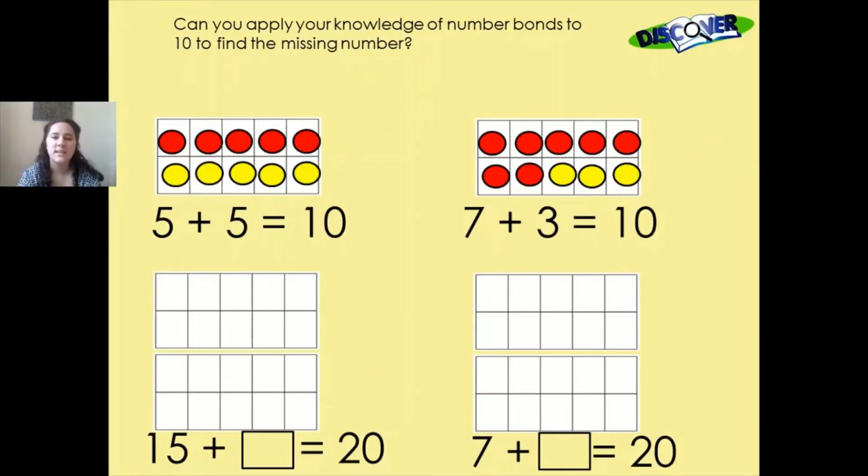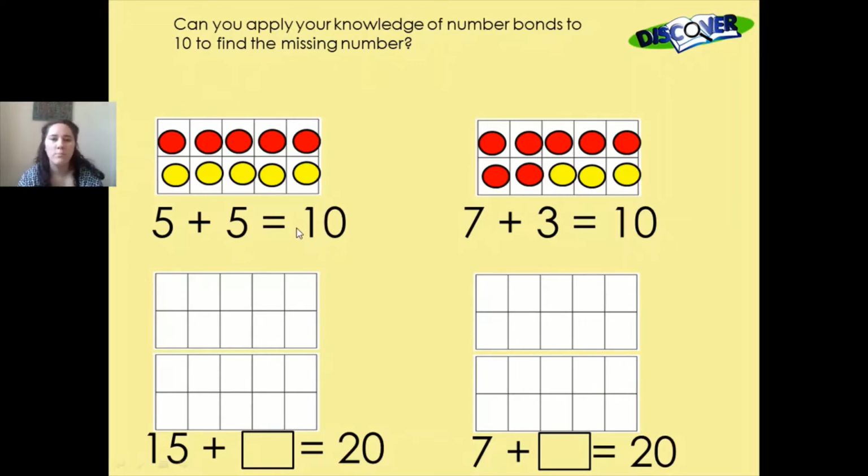Okay, let's discover our learning together. Our question says, can you apply your knowledge of number bonds to 10 to find the missing number? Let's have a look at what our missing number is. So our question down here says 15 add what equals 20? Ooh, I'm not too sure. Let's see what I can do to help.